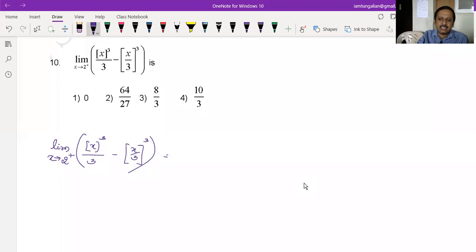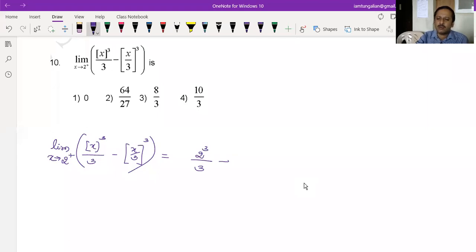When I say x tends to 2 plus, that means x is approaching 2 from right side. x is slightly greater than 2, so you can imagine 2.1. Suppose I take x as 2.1, then step of 2.1 is 2. So this will give you 2 cube by 3 minus step of x by 3.